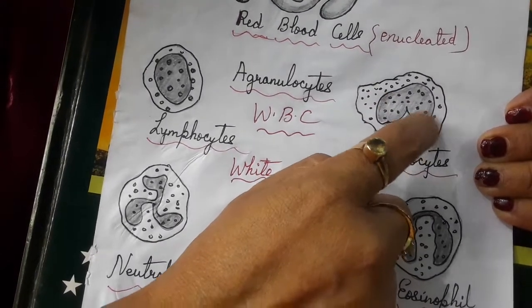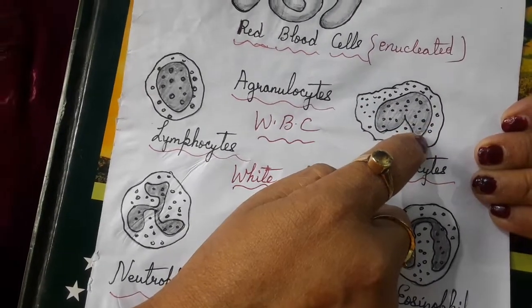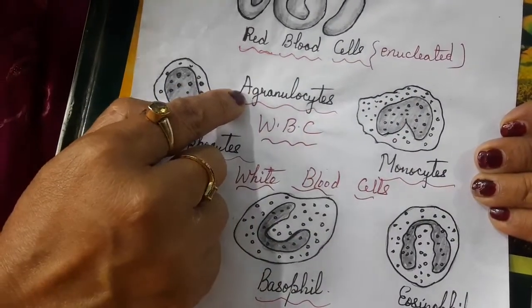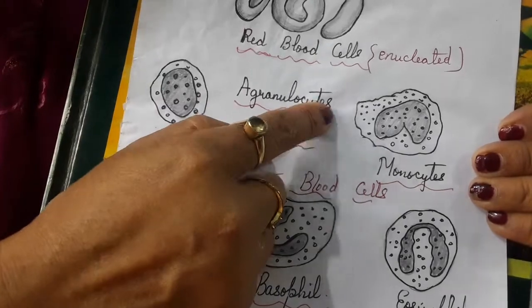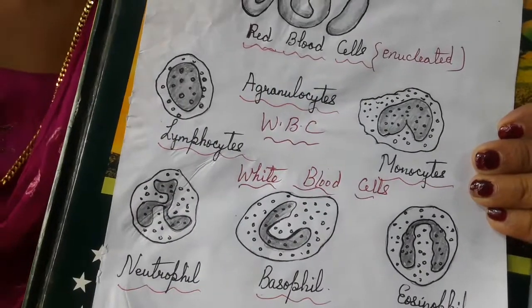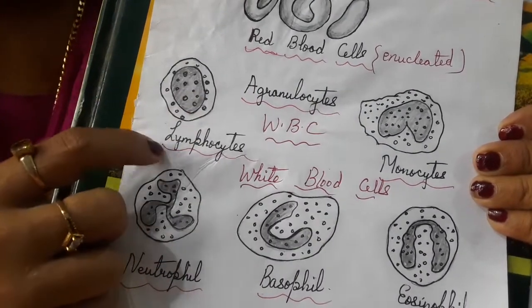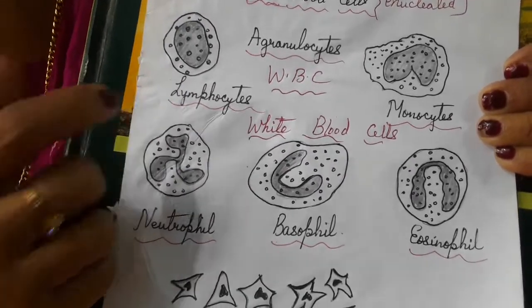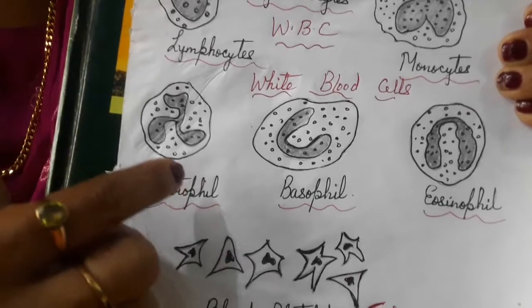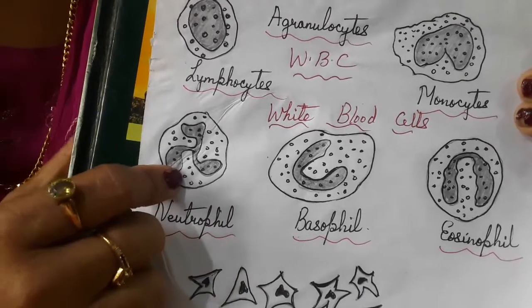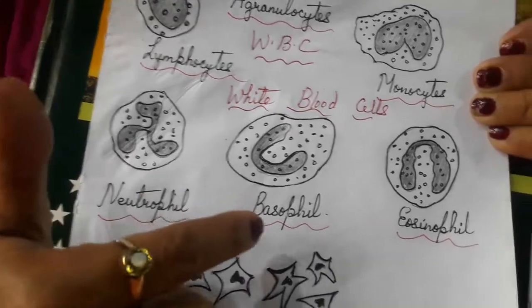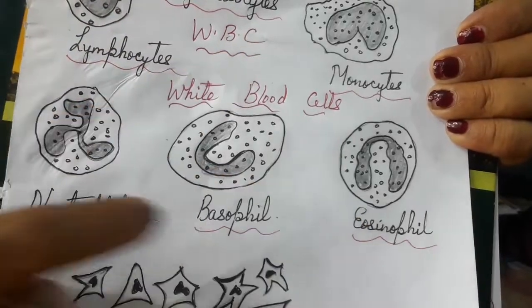These minute dots which you see are the cytoplasm, but it is not granular. That's why they are referred to as agranulocytes. They are involved in phagocytosis, and the lymphocytes are concerned with production of antibodies. Then we have granulocytes. Why? The cytoplasm is granular. There are three types: neutrophil, basophil and eosinophil.